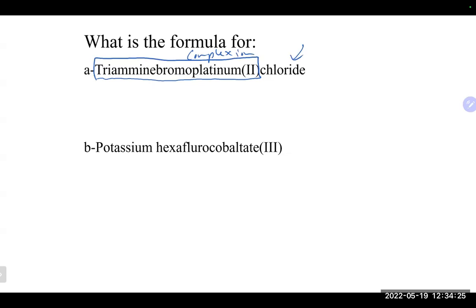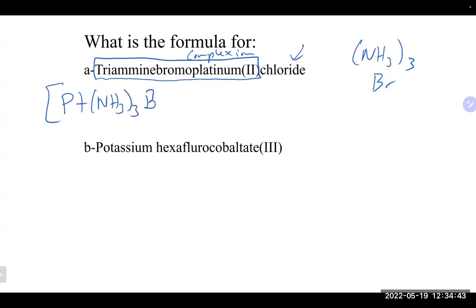So triammine means I basically got 3 of the ammonias. Bromo means I got a Br, and obviously I have a platinum. Putting all that together, we've got our Pt, our NH3, and our Br. There you go. Again, to help us figure out how many chlorides we might need, we need to figure out what the overall charge is here.